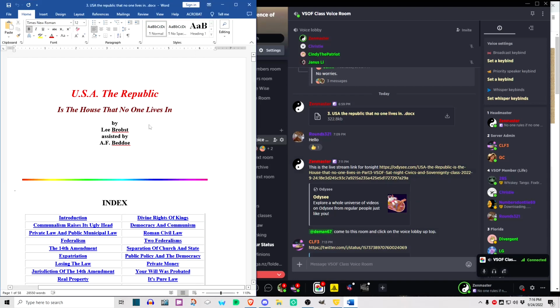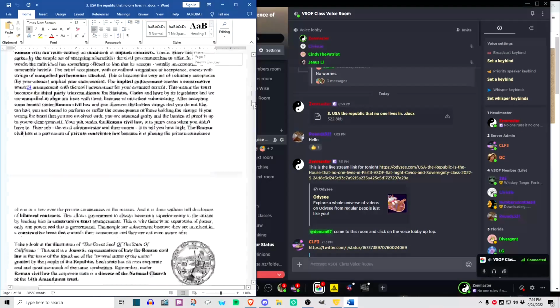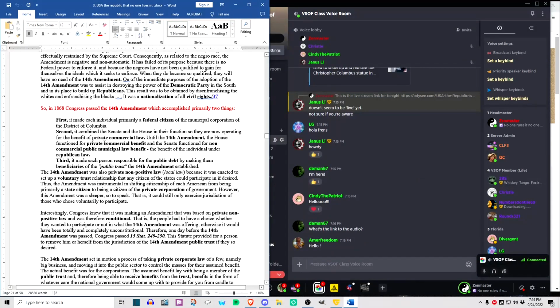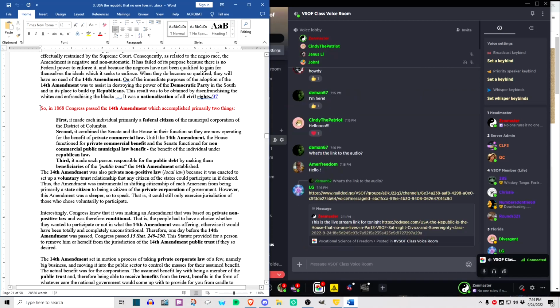U.S.A. The Republic is the house that no one lives in, and we left off at the 14th Amendment, so I will skip down here. In 1868, Congress passed the 14th Amendment, which accomplished primarily two things. First, it made each individual primarily a federal citizen of the municipal corporation of the District of Columbia. Second, it combined the Senate and the House in their functions so that they're now operating for the benefit of private commercial law. Until the 14th Amendment, the House functioned for private commercial benefit, and the Senate functioned for non-commercial public municipal law benefit, the benefit of the individual under Republican law.